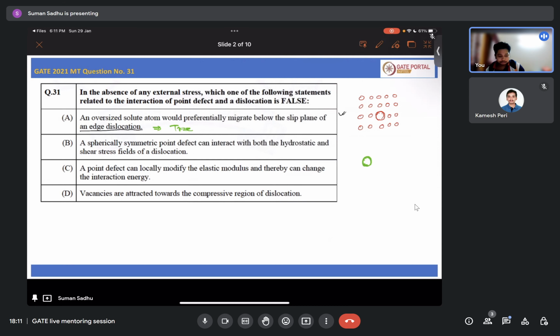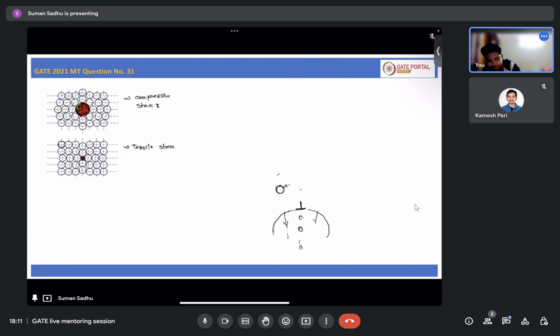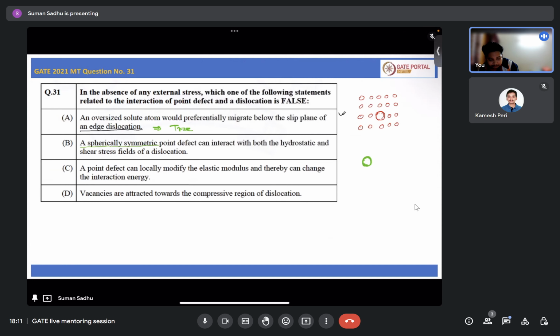Even here, if it is exactly spherical in shape, it will distort the matrix in all ways in a similar fashion. In the 2D drawing it is like this. If you imagine three-dimensional space also, if you put one atom in, all the surrounding area will be distorted in a similar fashion. That's why it is mentioned as spherically symmetric point defects.